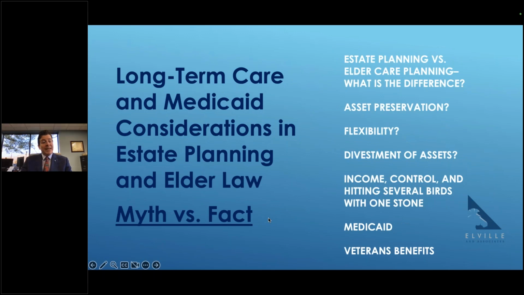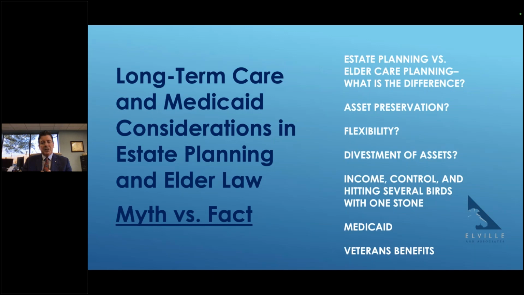Switching now to elder care and long-term care, many people ask the question, what is the difference between estate planning and elder care planning, or elder law? Well, this is really just a question of planning for disability. In estate planning, as we talked about so far, we're planning for the disposition of assets. Who gets my tangible property? Who gets my specific gifts? Who gets the balance of my estate, which we call the residual estate?